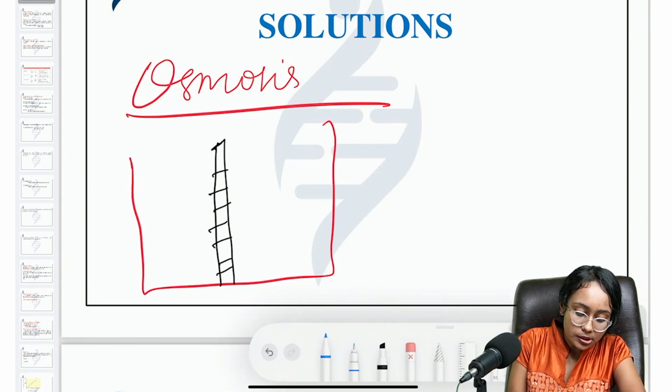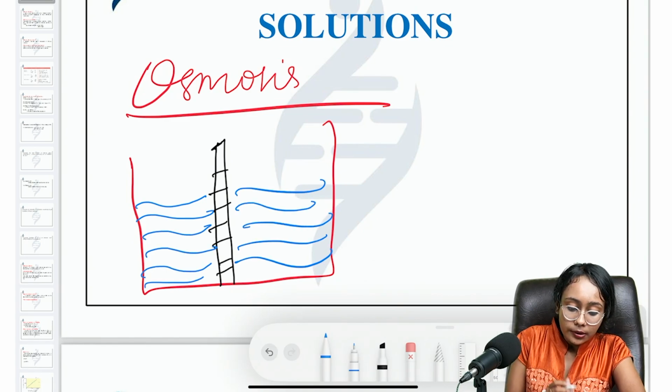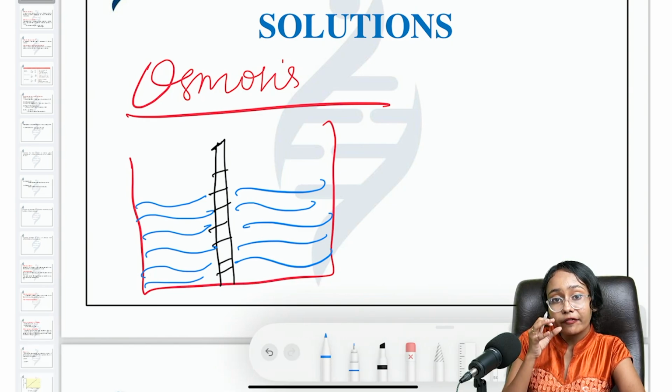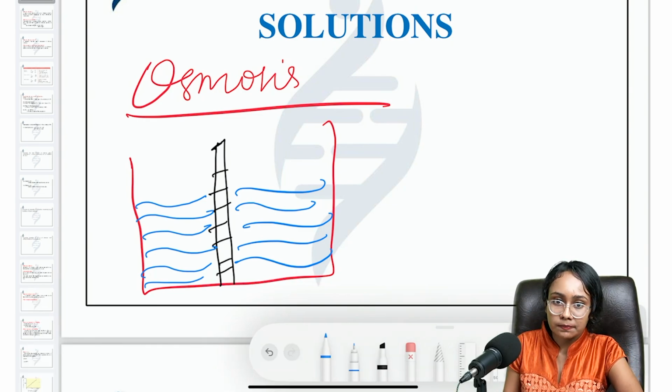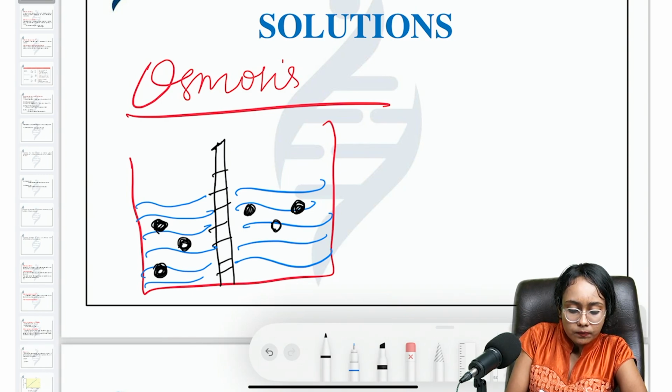Here, consider a solution. Here also we have a solution. The solution on both sides has the same quantity of solvent. What differs is the number of solute particles. Here we have 3 solute particles. Here I have more solute particles: 2, 3, 4, 5, 6, 7, 8.